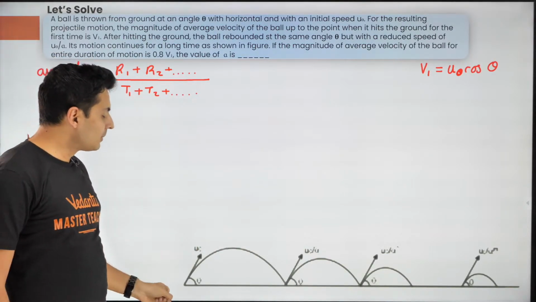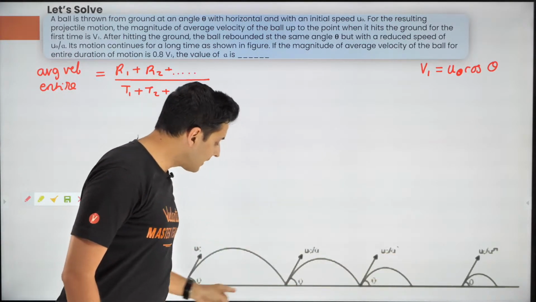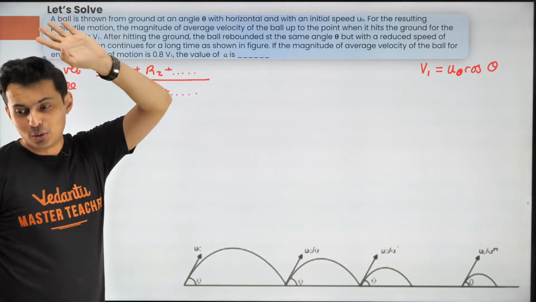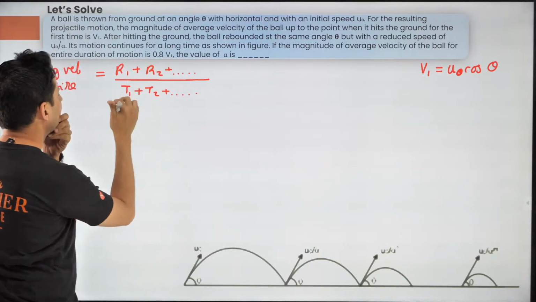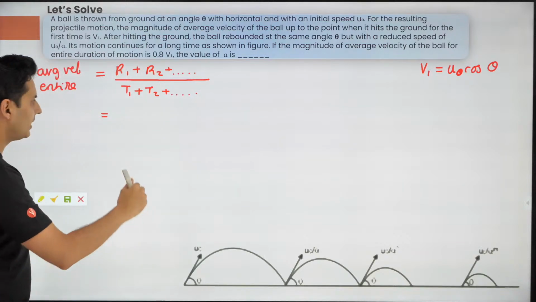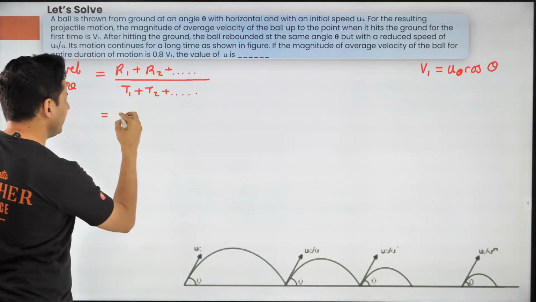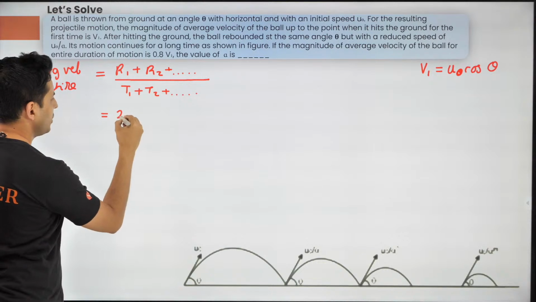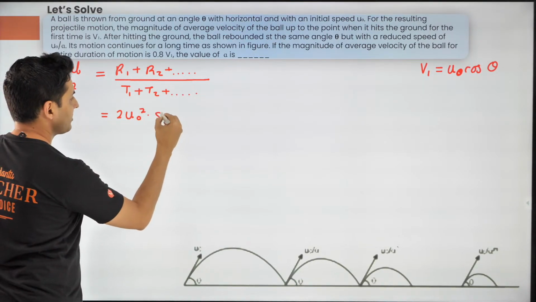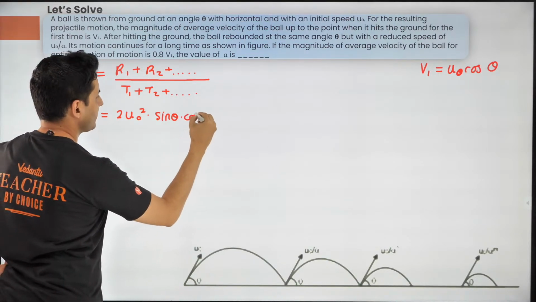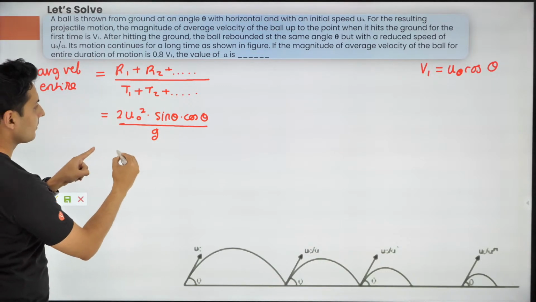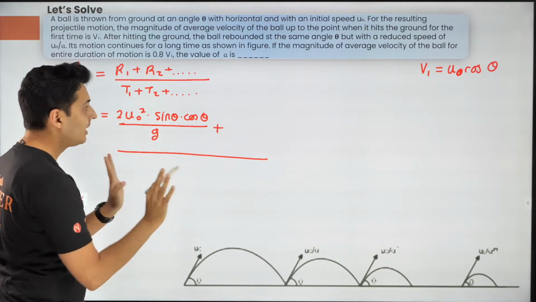So now, I hope this is clear. The total displacement will be range 1, range 2, range 3, range 4 addition divided by total time. Now think, what is range? Range formula. It is nothing but 2 u0 square sin theta cos theta divided by g. That's range 1. There will be more terms. Hold on, I'll come to that.